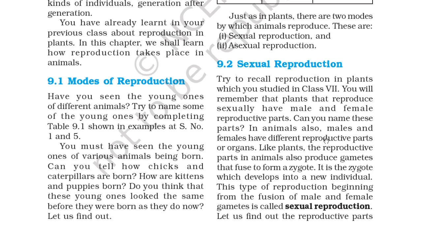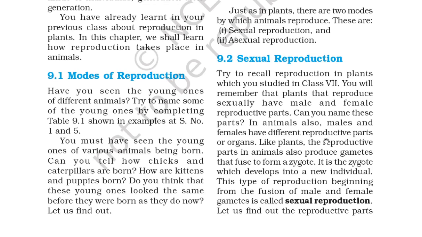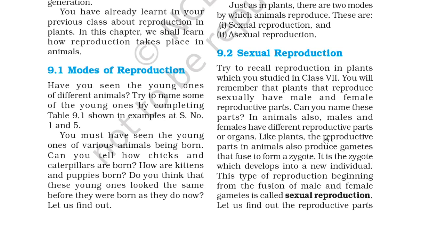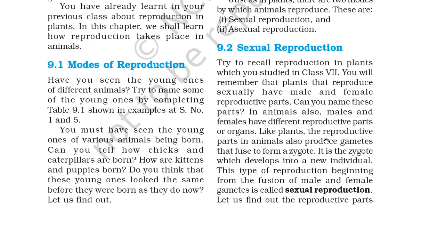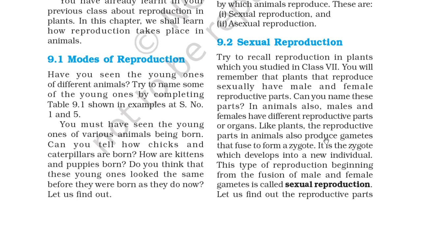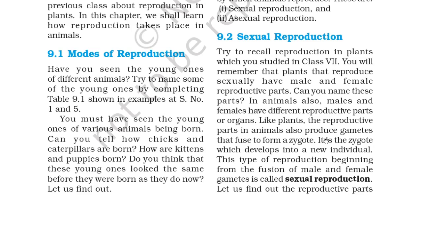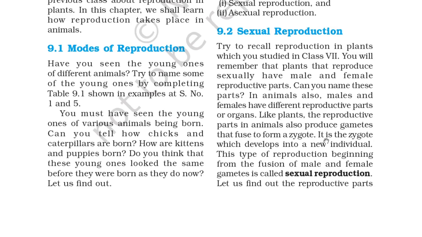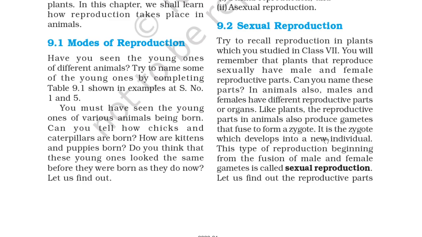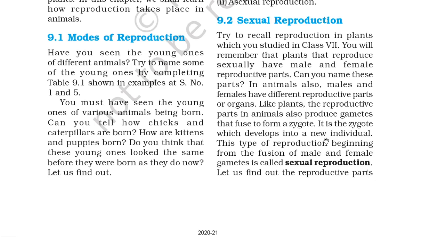9.2 Sexual reproduction. Try to recall reproduction in plants which you studied in class 7. You will remember that plants that reproduce sexually have male and female reproductive parts. Can you name these parts? In animals also, males and females have different reproductive parts or organs. Like plants, the reproductive parts in animals also produce gametes that fuse to form a zygote. We have learned this in class 7. It is the zygote which develops into a new individual. This type of reproduction, beginning from the fusion of male and female gametes, is called sexual reproduction.